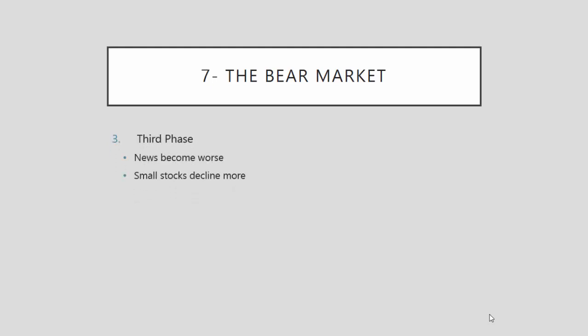Selling in this phase is done by those who bought in panic phase or kept what they had bought before the panic phase. Business news become worse every day. Small companies' stock prices decline more and more while bigger and valuable stocks refuse to follow. These conditions go on until all bad news is out.